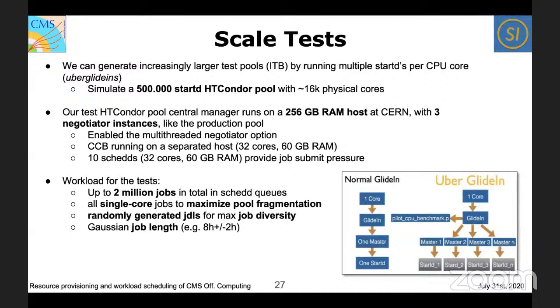Of course, we don't have 400,000 CPU cores at our disposal, or even higher than that. So we are mimicking that by this trick of the Uber glidein, but nevertheless, it is still a distributed infrastructure over the whole grid.